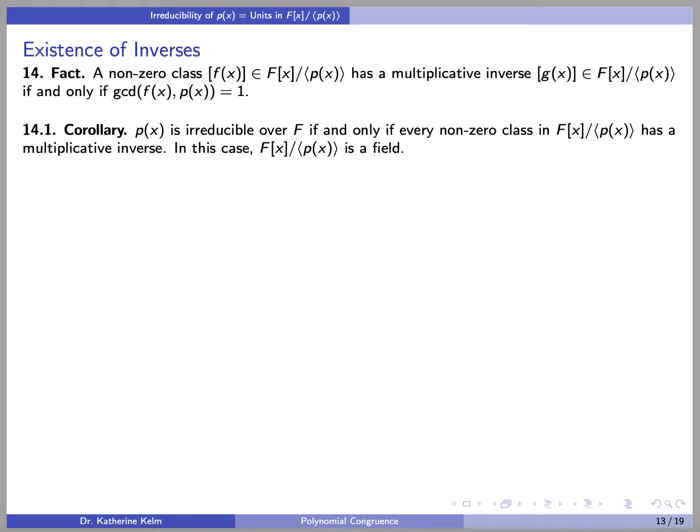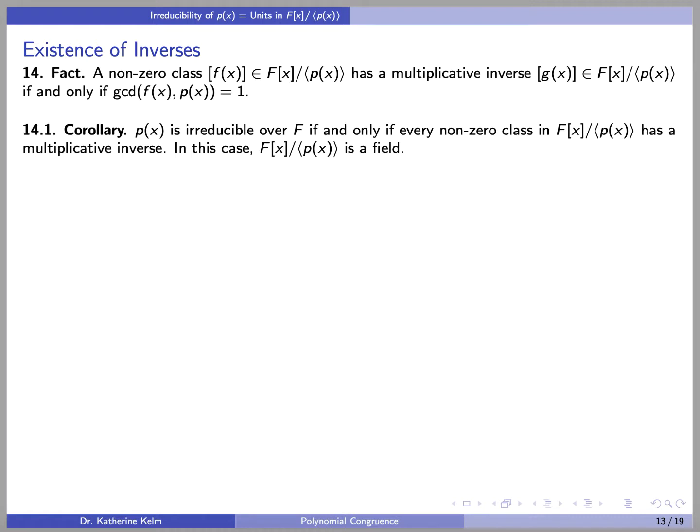We have results about existence of inverse elements. Item 14, fact. A non-zero class of f of x in the quotient ring of polynomials modulo the ideal generated by p of x has a multiplicative inverse class, the class of g of x, in the quotient ring, if and only if the GCD of f of x and p of x is equal to 1.